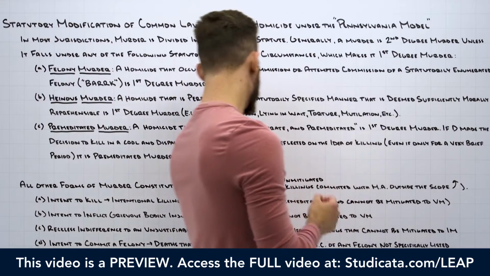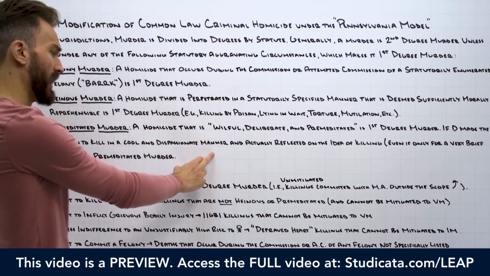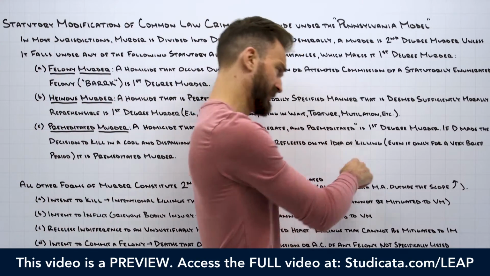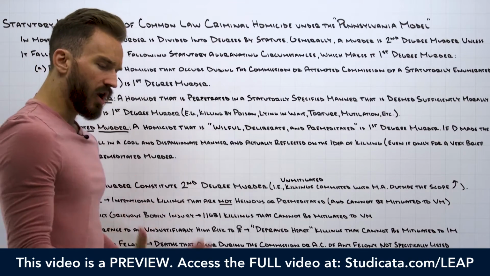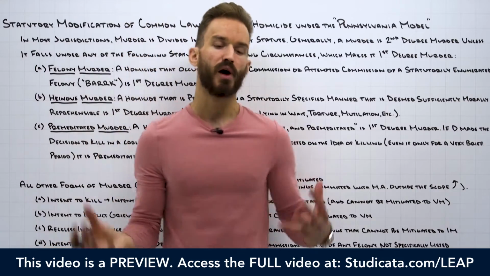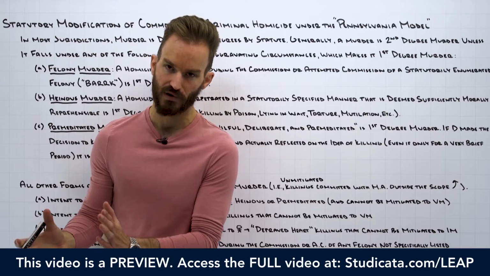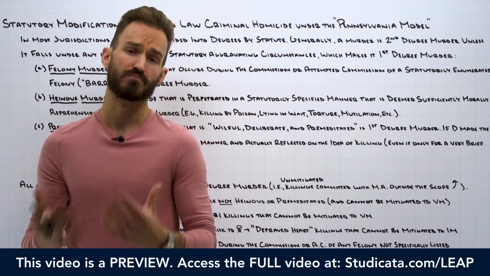If the defendant made the decision to kill in a cool and dispassionate manner and actually reflected on the idea of killing, even if only for a very brief period of time, it is premeditated murder. Right, so we're probably all familiar somewhat with the concept of premeditated murder. Most of us probably envision somebody plotting and planning to kill somebody, right? And that is definitely first degree premeditated murder, right?